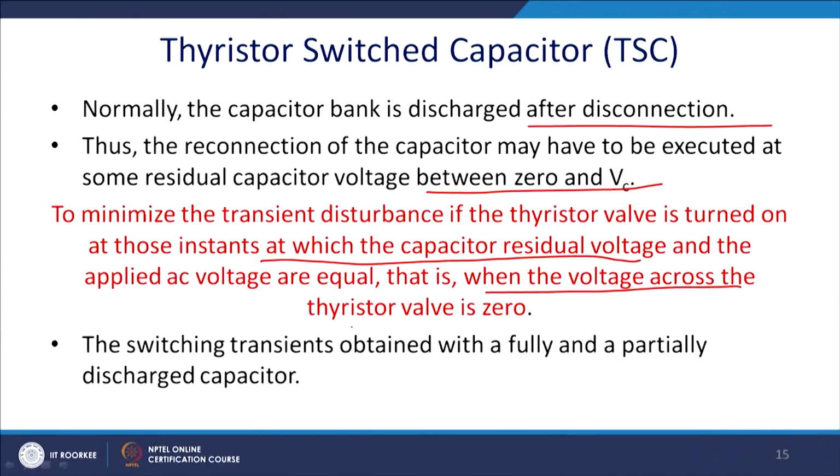So, that is when the voltage across the thyristor valve is 0. At that point we should try to switch on the switches, so we will not find any transient. We are basically switching on where the thyristor voltage is 0. Otherwise, a switching transient will be observed. The switching transient is obtained with a fully or partially discharged capacitor generally. Unfortunately, it is there.